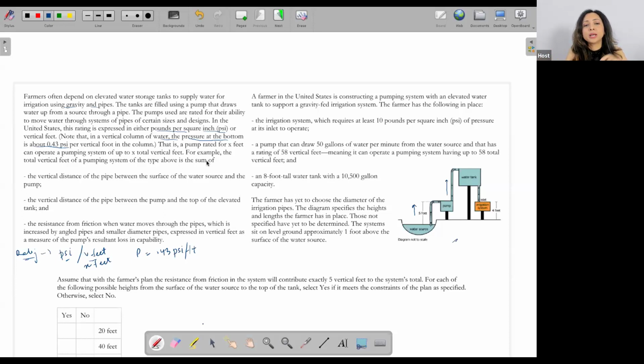Similarly, a pump will have a rating as well, and the rating will be either in terms of PSI or in terms of feet. Now they're telling us what is the meaning of a pump rated for, let's say, X feet. It says that a pump rated for X feet can operate a pumping system of up to X total vertical feet.